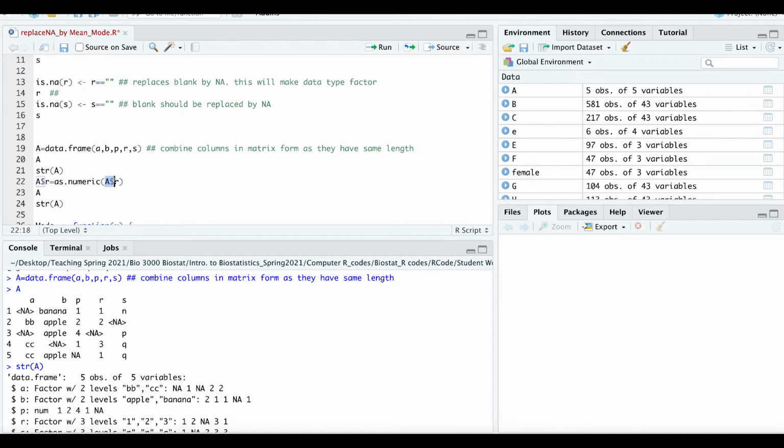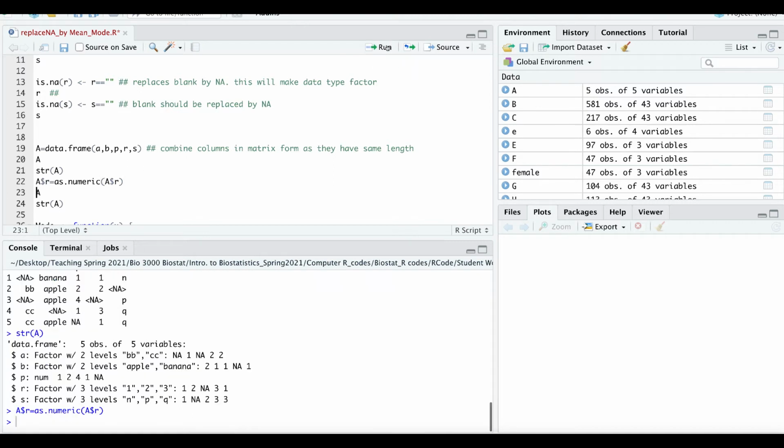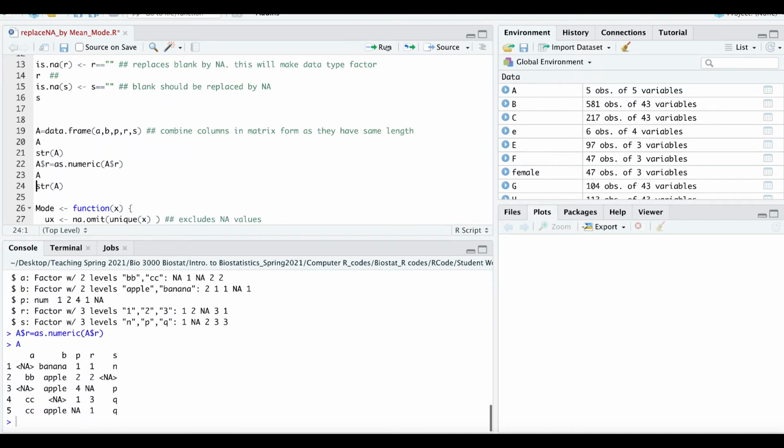So for the old column R, I'm replacing it by the new column R, which is as.numeric, meaning whatever data is given there, I'm changing that to numeric data. Okay, so if I run that, what do I get? And then write down that, look at that.